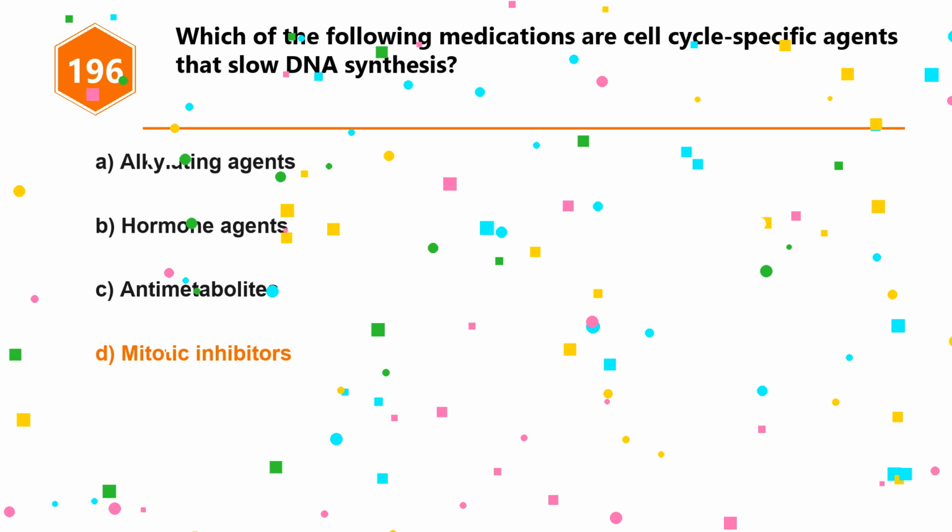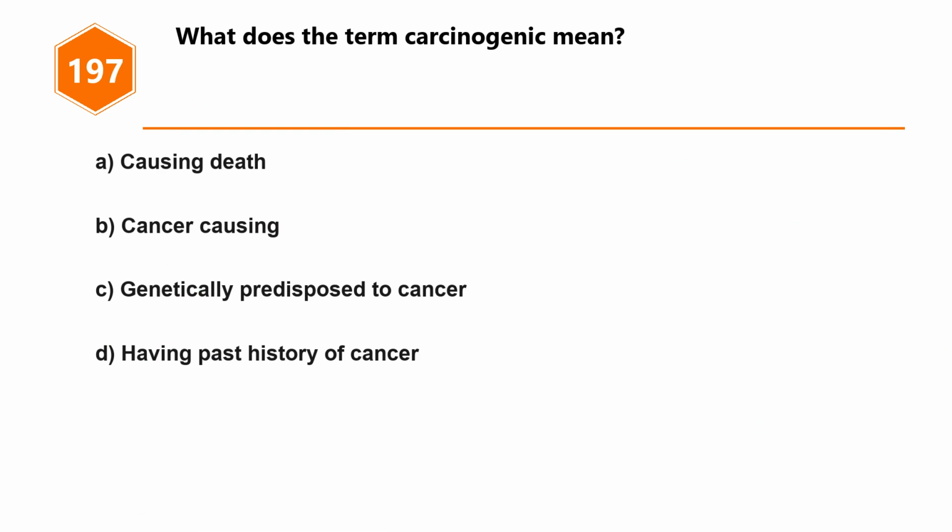The correct answer is option D. Mitotic inhibitors. Question 197. What does the term carcinogenic mean? Option A, causing death. Option B, cancer causing. Option C, genetically predisposed to cancer. Option D, having past history of cancer.